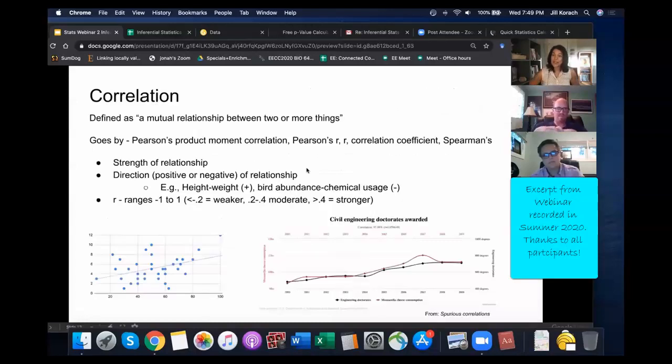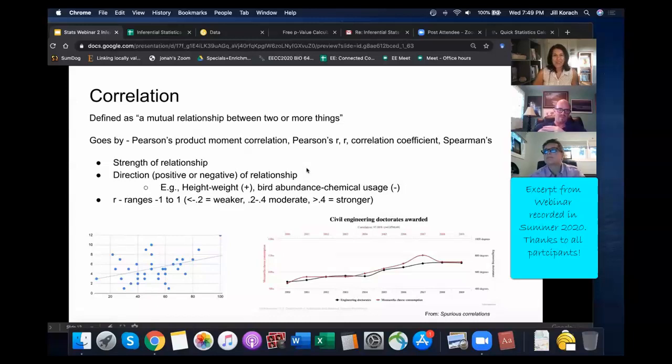So when we look at correlation, this is just one test to talk about tonight. Correlation, the word correlation, is simply defined as a mutual relationship between two or more things. So that's pretty easy and doesn't scare anybody, hopefully. When you're thinking about where this falls in the mathematical realm, we'll move into that for statistics.